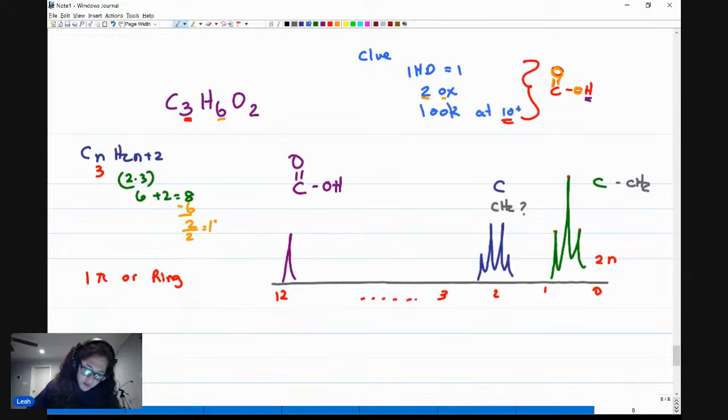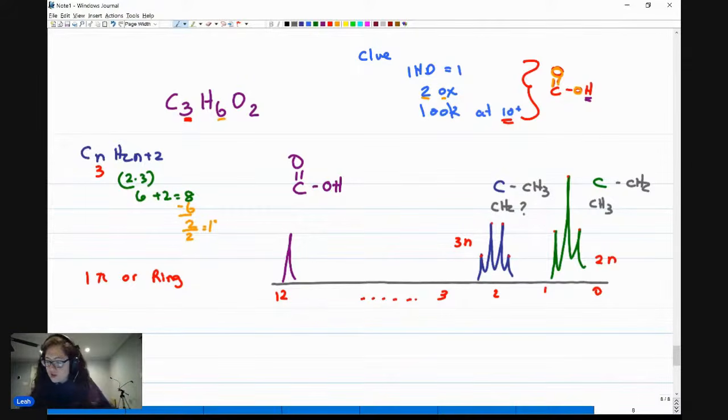Now let's see what the blue one is. If the blue one is a quartet, that is 4. 4 minus 1 is 3. That means the blue one has 3 neighbors. I don't yet know what this is, but I do know that it's going to be next to a CH3. So is this right here a CH3? Yes, it is, because I have nothing else.